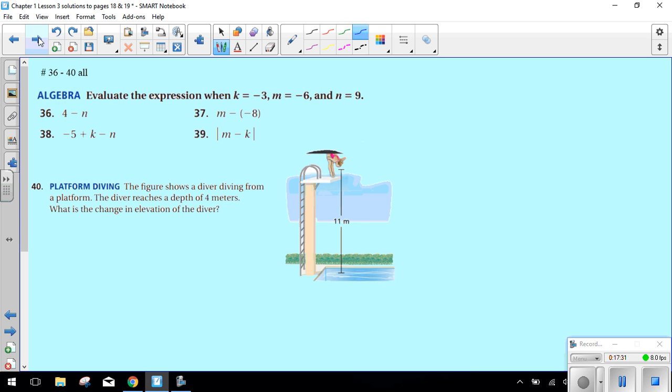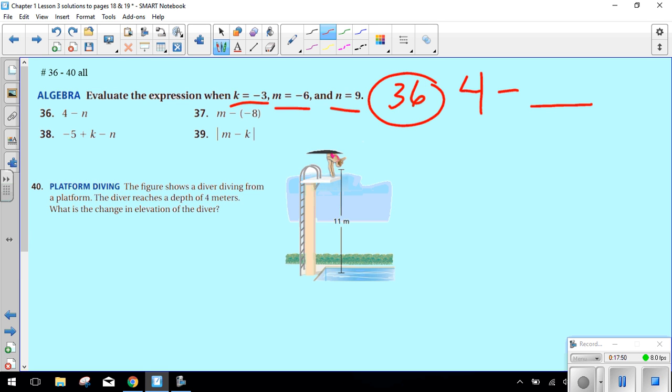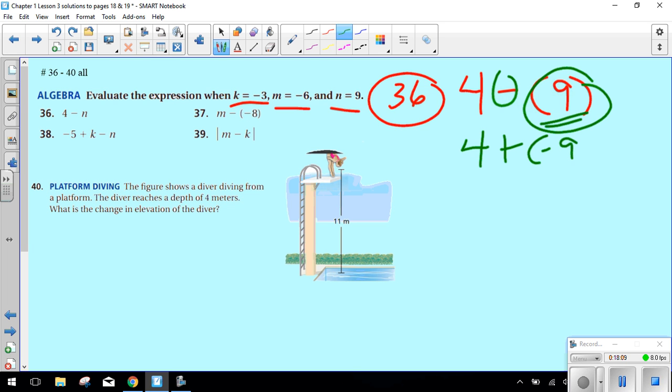Okay, next page. So here we're going to do 36 through 40. We're going to take these one at a time. So let's start with 36. So we're going to let k be -3, m is going to be -6, and n is going to be replaced with 9. So we have 4 minus, and this number here is n. So n is going to be 9. Let me rewrite this like this. So 4 minus 9. We first rewrite this as plus the opposite. So 4 plus the opposite of 9 is -9.